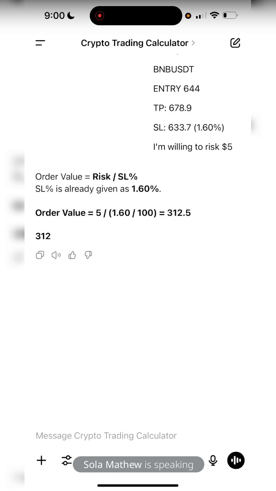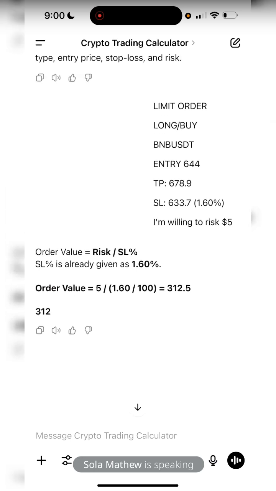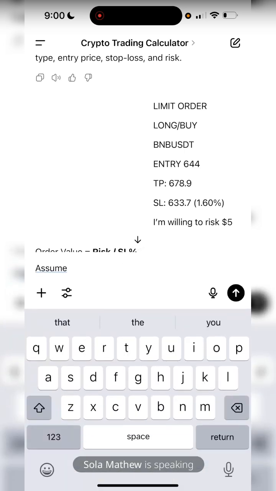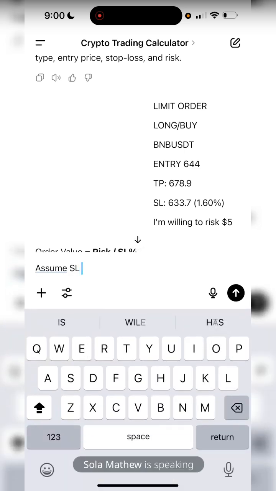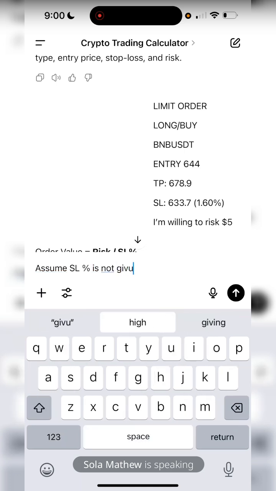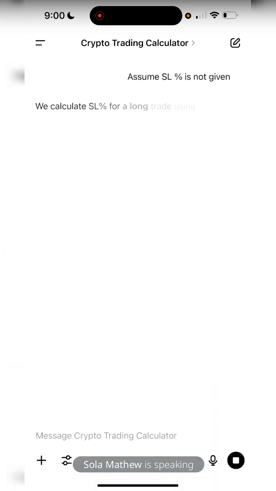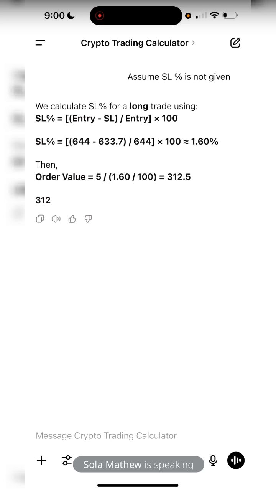The first thing it calculated is the order value. The stop loss percentage is already given. Assuming it's not given, you would need to calculate it. So let's assume the stop loss percentage is not given. It will calculate it for you. See, it's the same thing.